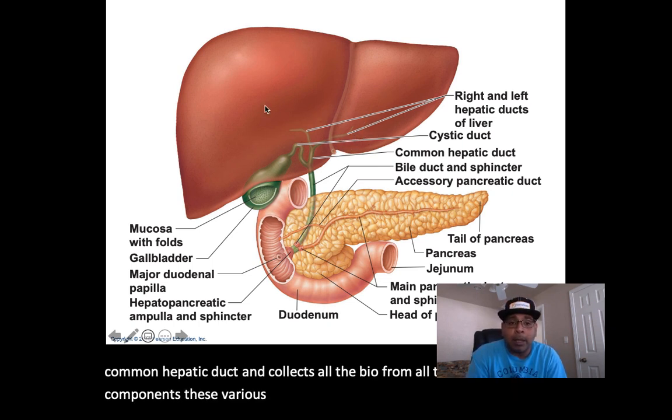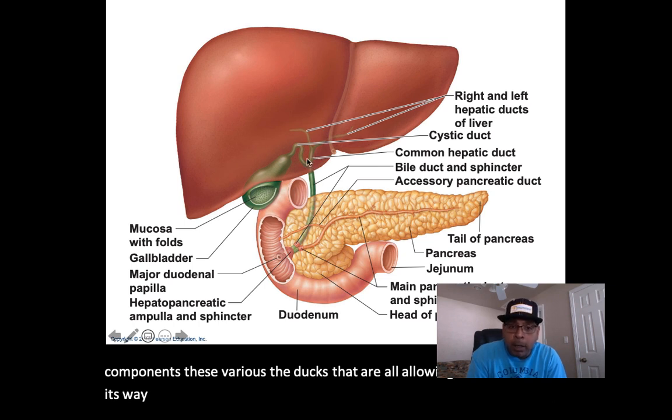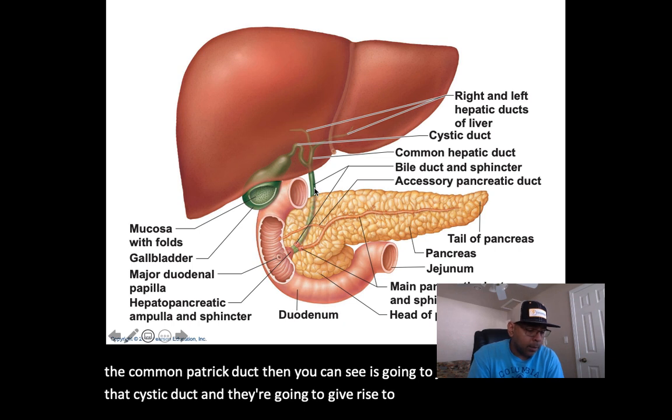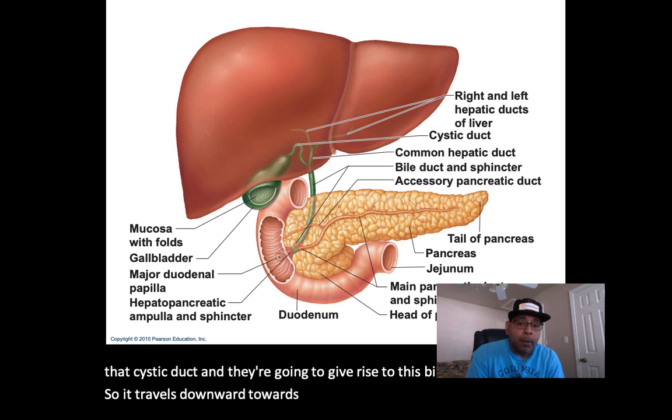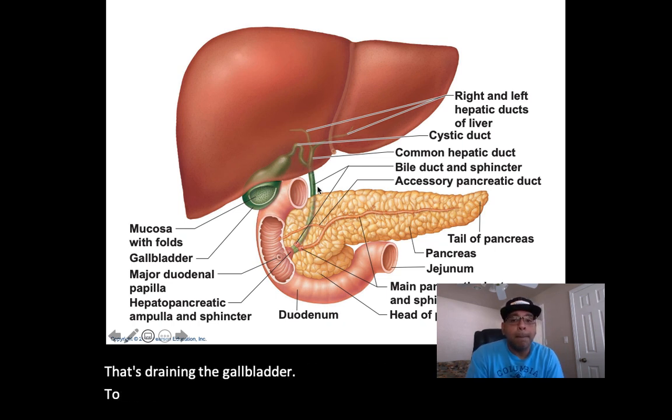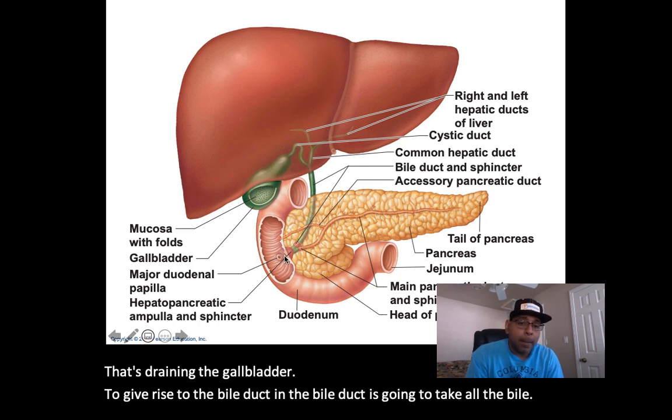The common hepatic duct then collects all the bile from these various ducts, and this bile accumulates in the common hepatic duct. The common hepatic duct then, you can see, is going to join, blending with the cystic duct, and they give rise to the bile duct. It travels downward towards the duodenum. The common hepatic duct fuses with the cystic duct that's draining the gallbladder to give rise to the bile duct. Then the bile duct takes all the bile and dumps it off into the duodenum.